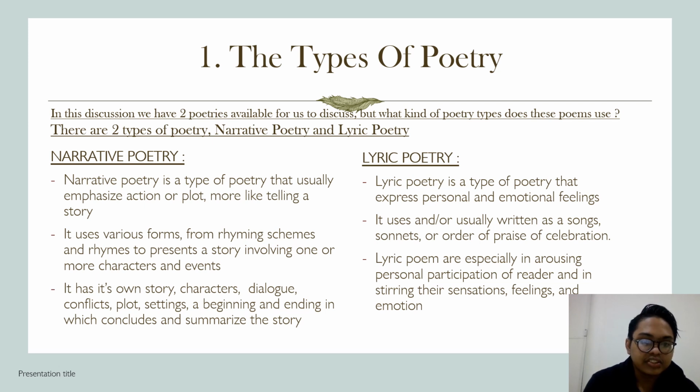Narrative poetry is a type of poetry that usually emphasizes actions or plot, more like telling a story. It uses various forms, from rhyming schemes and rhyme, to present a story involving one or more characters and events. It has its own story, characters, dialogue, conflicts, plot settings, a beginning and ending, which concludes and summarizes the story.